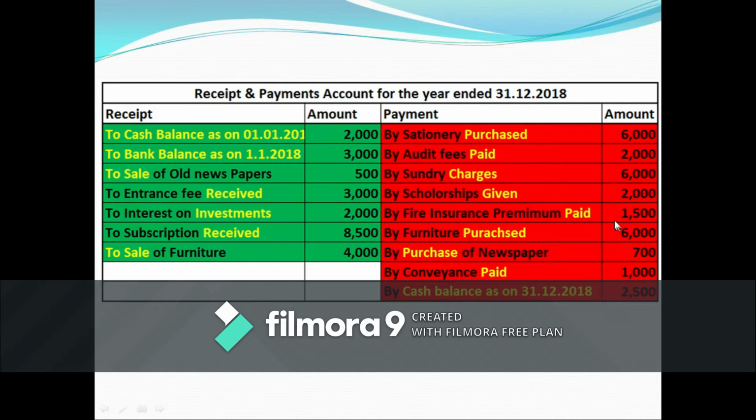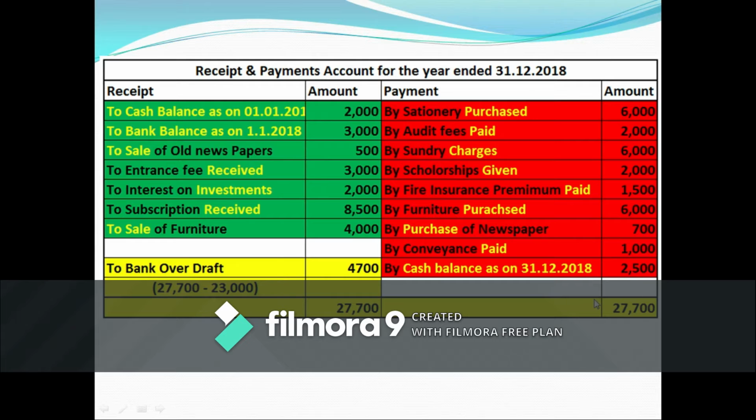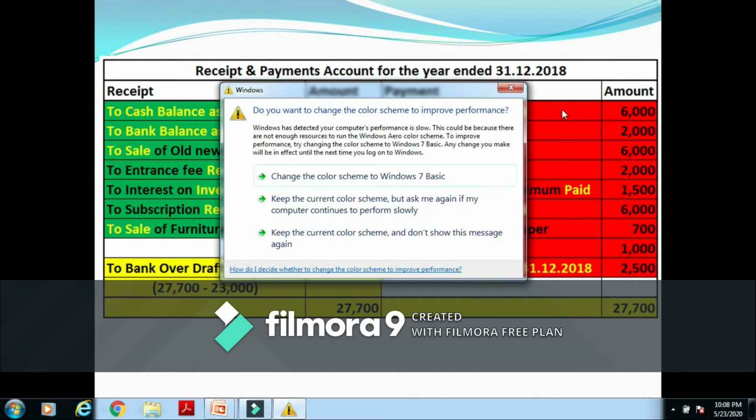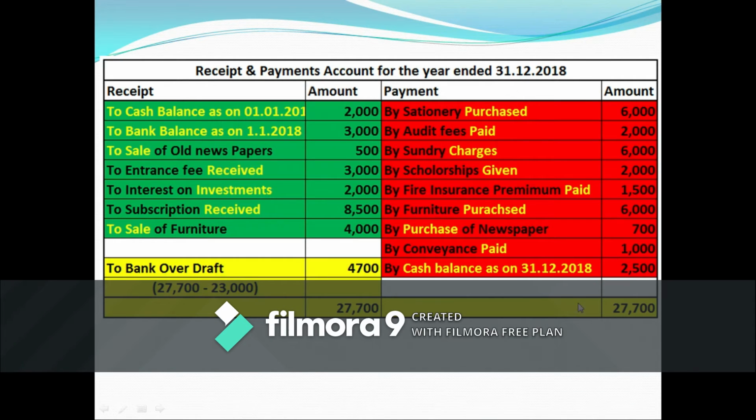Next step, we find out the total of payment and the total of receipt. Total of payment 27,700. Total of receipt 23,000. The balance amount falls on the receipt side. That's why it is mentioned as bank overdraft. Bank overdraft.